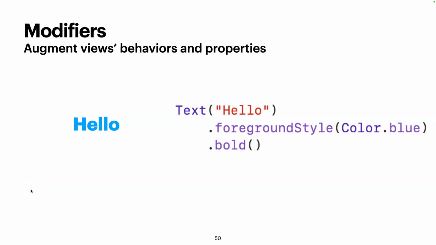Now, what's important to note is that the order in which they are matters for some applications. What this does is, with this .foregroundStyle, it basically creates a new view using this foreground style. And then once we add this .bold view modifier, it creates a new view, re-renders the view on top of the foreground style. So it kind of builds on top of each other.